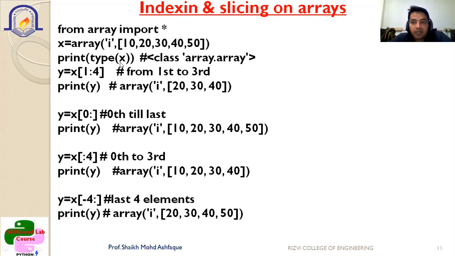Next, we are trying to use the indexing. Likewise, we have used it in the case of the list as well. Then from array import star, we are using the third one, that is importing your array module. Then we are creating an array where the elements are 10, 20, 30, 40, and 50. Then first one, print type of x.